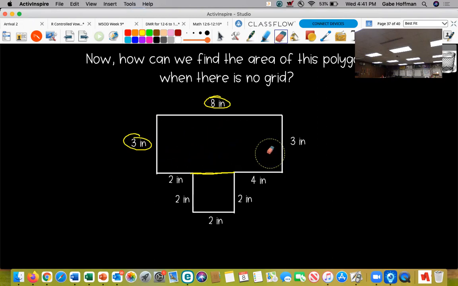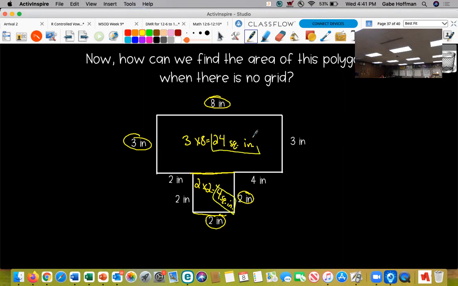And so to find the area of this rectangle, I'm going to say 3 inches times 8 inches gives me 24 square inches, right? And then down here, I have 2 inches and 2 inches. So I'm going to say 2 times 2 is 4 square inches. And then how do you think I find it for the whole thing? I add my 2 answers. I add my 4 and I add my 24. So I have 24 plus 4 equals 28 square inches for the whole thing.